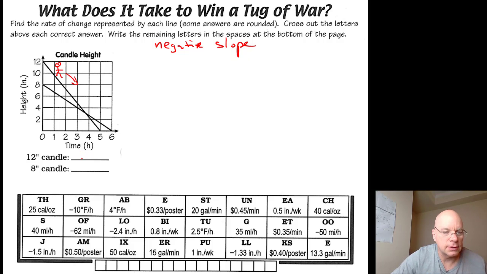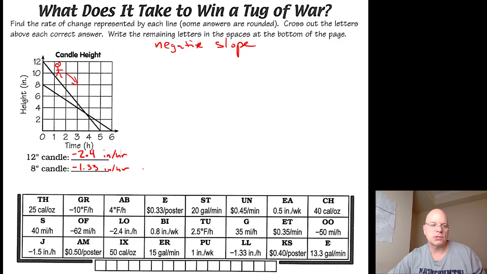The 12-inch candle, I'm giving the answers first in case you got them right and you don't need to read or listen to the rest of this. Negative 2.4 inches per hour for the 12-inch candle and negative 1.33 inches per hour for the candle that starts with an 8-inch height. Okay.